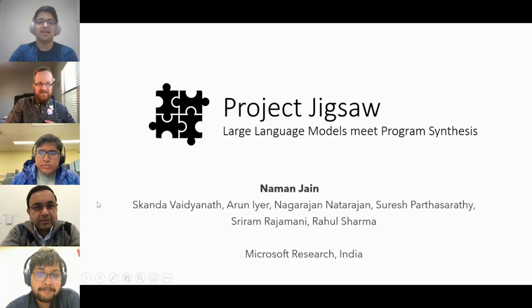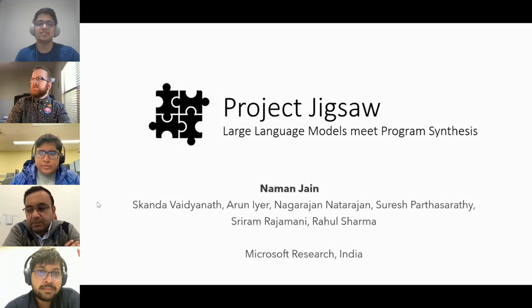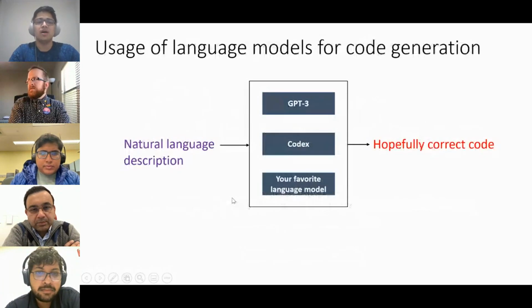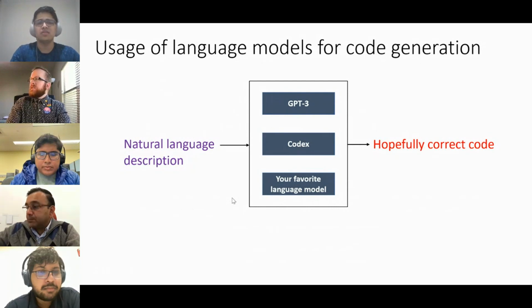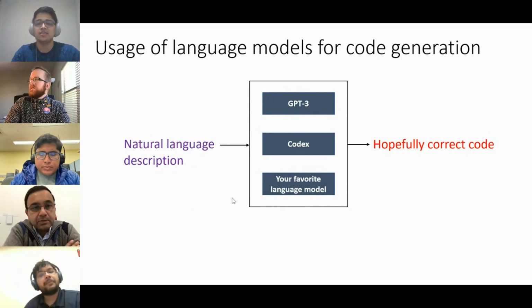Hi everyone. I'll be giving a talk on Project Jigsaw, where large language models meet program synthesis. I'm Naman, and this is joint work with Skanda, Arun, Naga, Suresh, Sriram, and Rahul at Microsoft Research India. You might be aware that nowadays we can generate code snippets from large language models like GPT-3 and Codex. You just give them a natural language description of some intended task, and they'll generate some code for you. However, this code will only be hopefully correct.